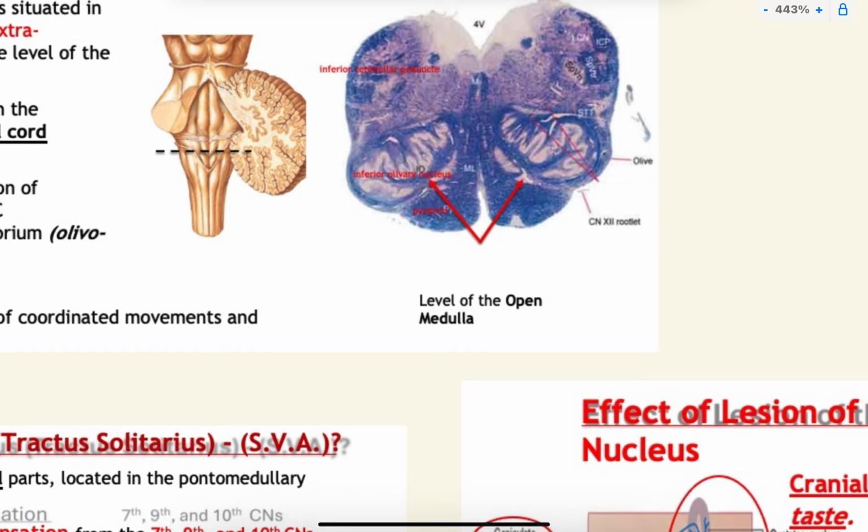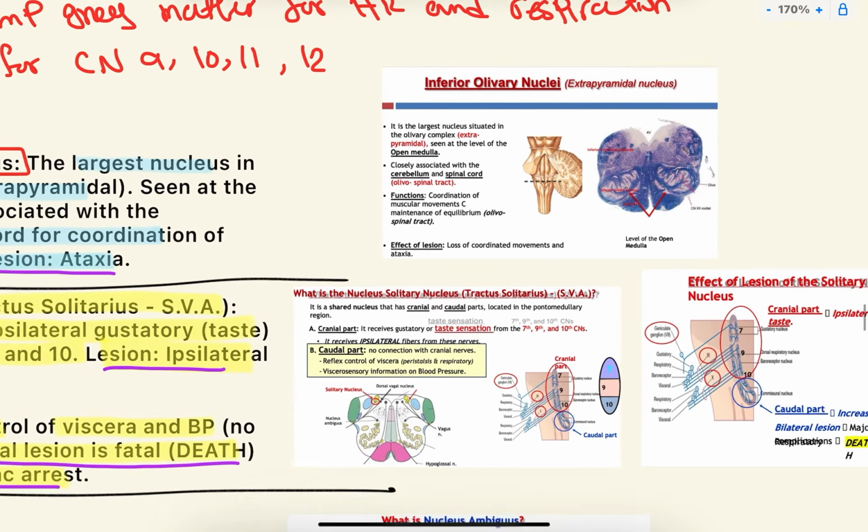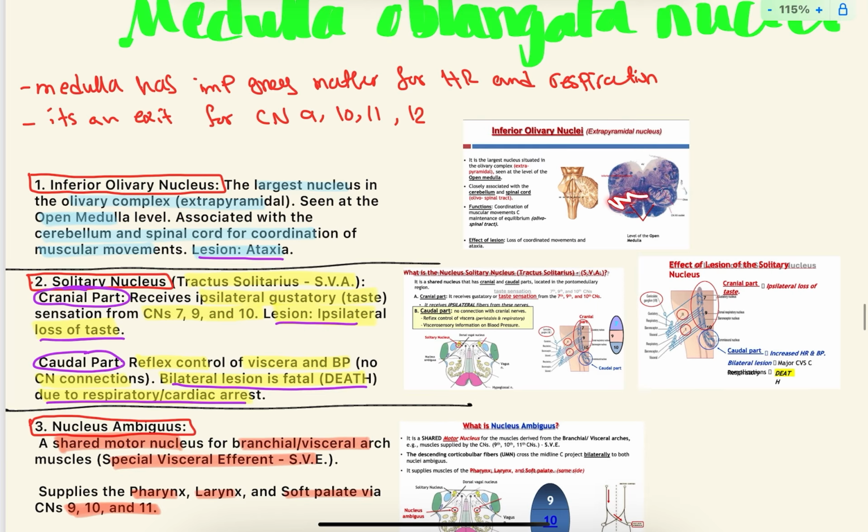So I will have an inferior olivary nucleus, this mustache right here. What's important about this inferior olivary nucleus? It's the largest nucleus in the olivary complex, or in the extrapyramidal tract. Where can we see it? Very important to know the location. It's in the open medulla, and it's associated with coordination and muscular movement. So if I have an issue here in this mustache, it will lead to ataxia.